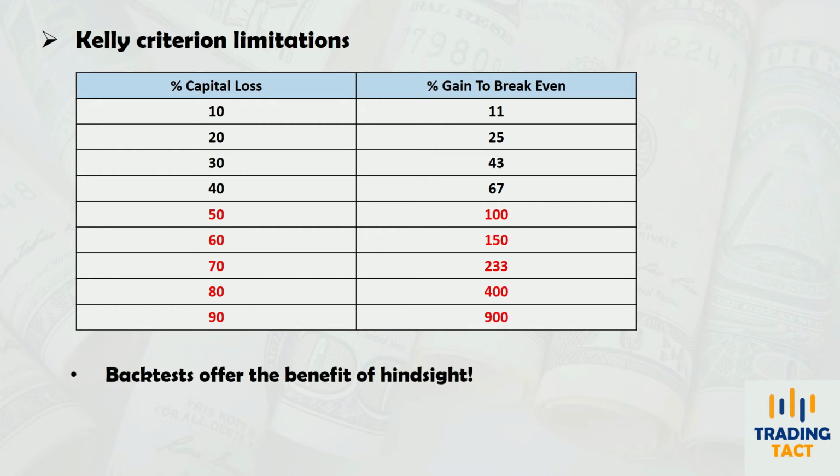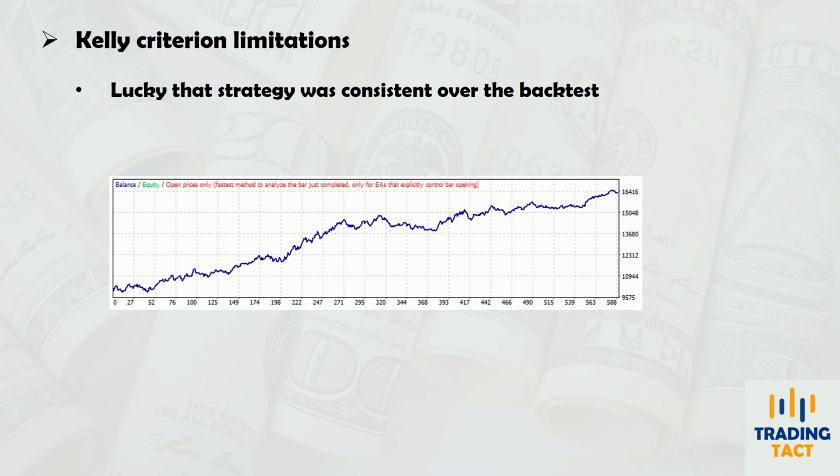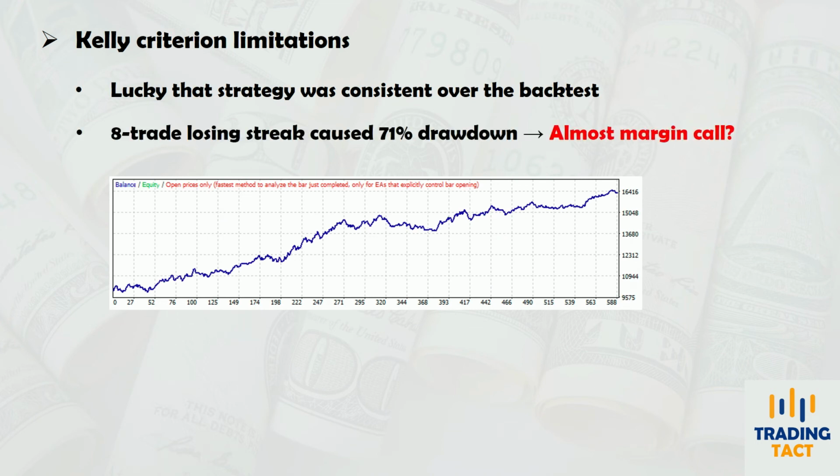Backtests offer the benefit of hindsight. In reality, you'll have to trade through the drawdowns without knowing whether your account will recover. For the backtest above, I got lucky because the strategy performed fairly consistently over time. If my losing streak had been longer than 8 trades, the 14% position size could have resulted in a margin call.